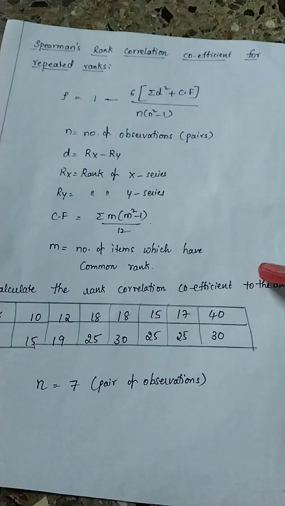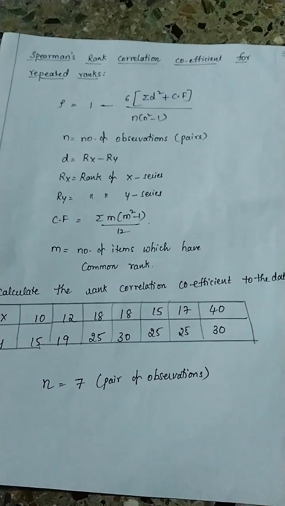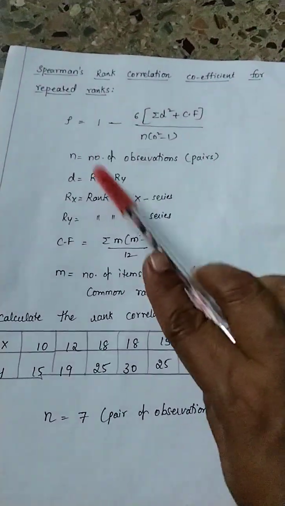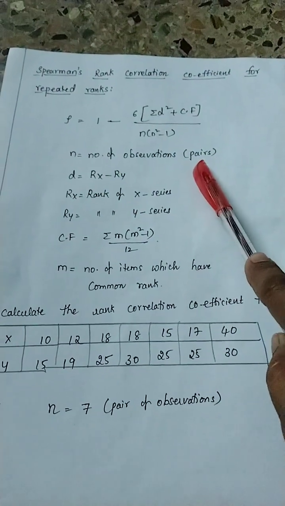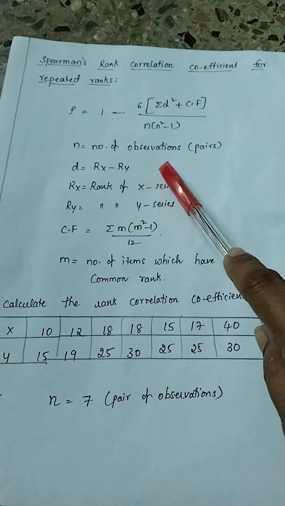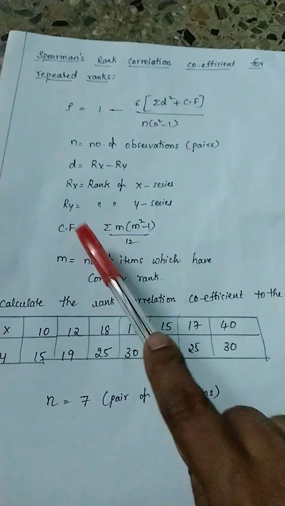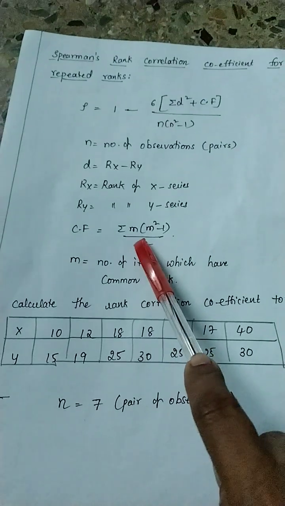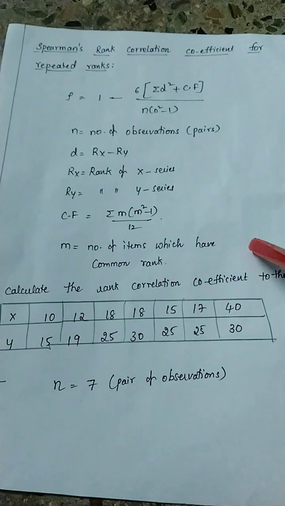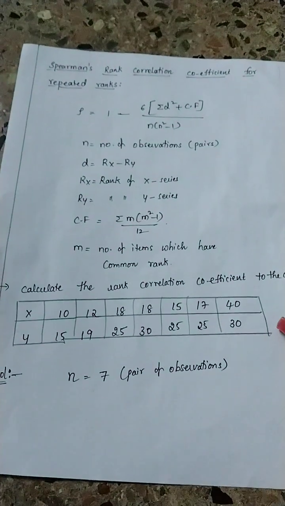So in this way we are going to find out the values of m1, m2, m3, that is, how many times the values have been repeated in your given data. Here n is the number of observations, which are nothing but pairs of observations, and d is as usual rx minus ry, the rank of the x series minus the rank of the y series. And the correction factor, I already told you, is summation m into m square minus 1 by 12, and m is the number of items which have common ranks.